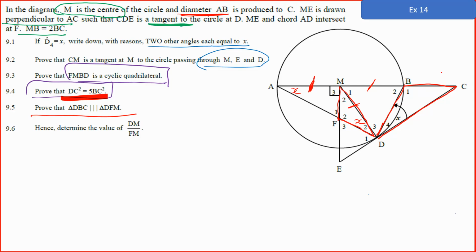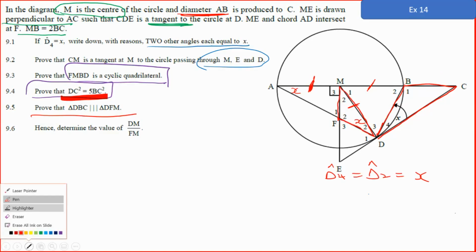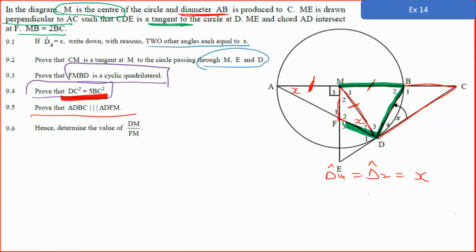So could you say D4 is equal to D2 is equal to X because we proved it already, the first one. Very good. We got D4 is equal to D2, which was equal to X. Okay, I have to write this down because in the previous question, we need to use this. In the previous question, we proved this was a cyclic quad, FMBD. Would you agree with that?